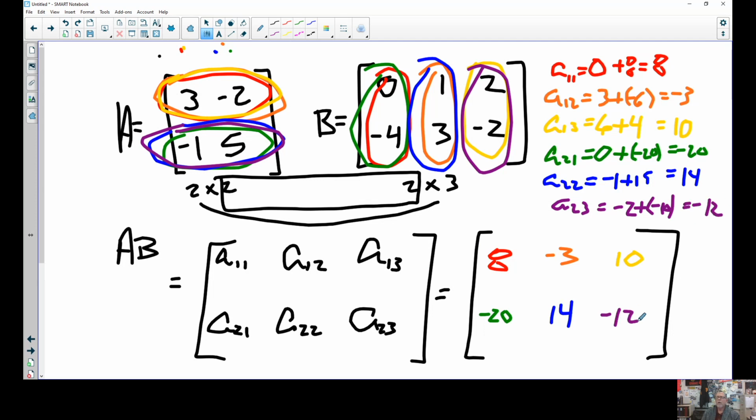Now, I went through that kind of fast. Hopefully I didn't mess up any arithmetic there. I don't think I did. Again, if you take this kind of approach, it does eliminate a lot of the errors.